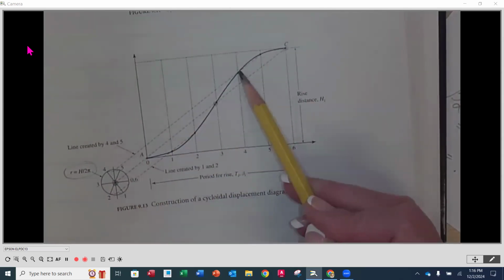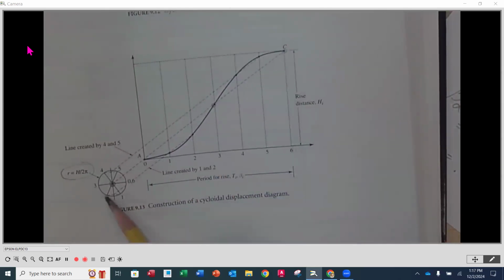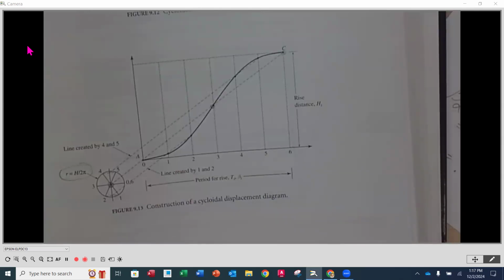Now, if we pull across and we find where 4 and 5 come together, this is going to go all the way up to 4 and to 5. And then at the bottom, this is going to be where 1 and 2 come together at the center. That is going to come to 1 and 2. And notice that these lines are parallel to one another. So in AutoCAD, you can create those really nice and accurately. So this is going to be your guide for the construction for cycloidal motion.